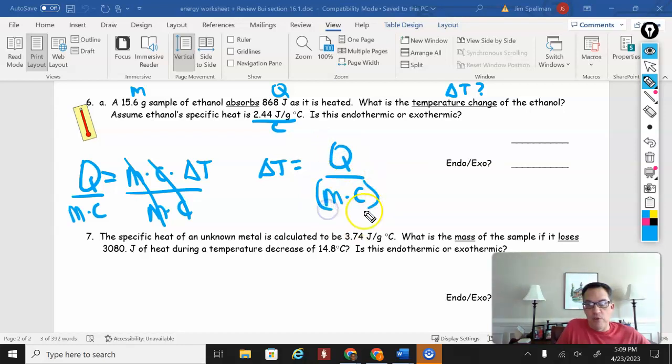Remember, when you put this in a calculator, make sure that you either multiply these together first to get a number, or put parentheses around them, because if you just do Q divided by M times C, it's going to be a little bit confused in its order of operations. So make sure that you either get a number here or put parentheses around it in the calculator. Endo, temperature goes up. Exo, temperature goes down.